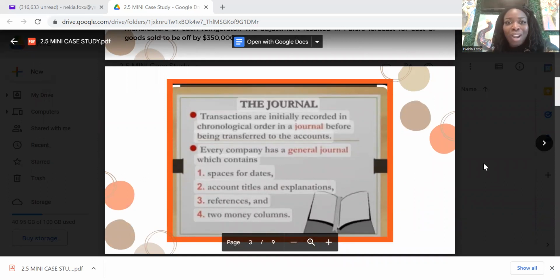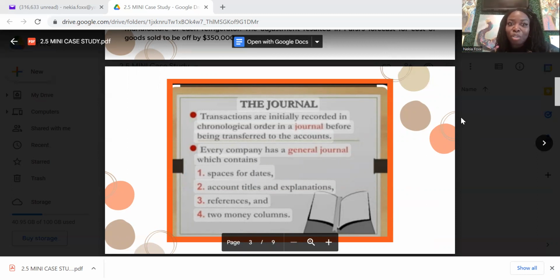So I know you want to know, what is a journal entry, so that we can conduct this particular audit and be able to assess how to look at where the cost of goods is missing and how to allocate it properly. So the first thing we're going to go over, what is a journal? It's basically transactions initially recorded in chronological order in the journal before being transferred to the accounts, right?